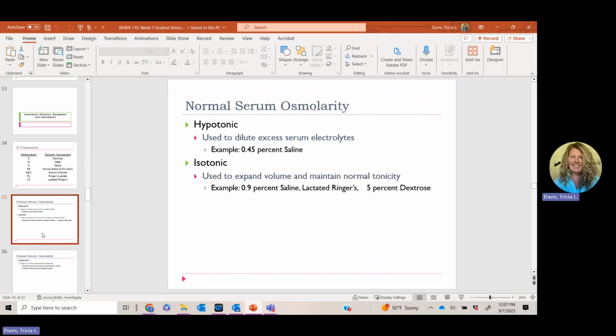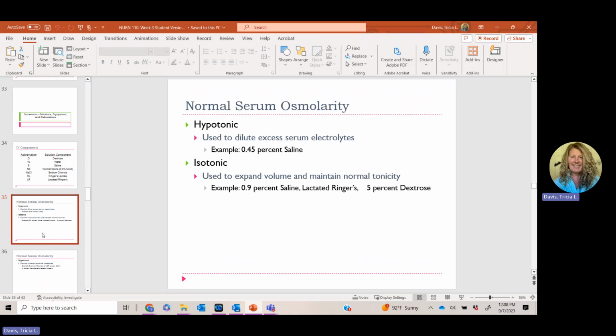So we can give a hypotonic solution, an isotonic solution, or a hypertonic solution. A hypotonic solution is going to be used to dilute excess serum electrolytes. So when our blood is too concentrated, so we don't have enough water, but we have a lot of particles, we're going to give a hypotonic solution that has a lot of water in it, fewer particles, and it'll kind of restore some of that volume.